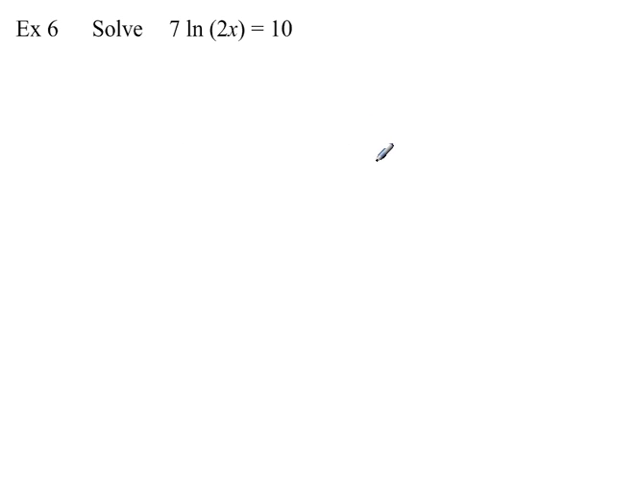So this one says solve 7 times the natural log of 2x equals 10. And the first thing I want you to think about is, what is that base? That base is e, so I'm going to write it in here. Now do not try to rewrite this right away. Instead, you want to try to get this natural log by itself first. So let's divide both sides by 7, which gives us the natural log of 2x equals 10 over 7.